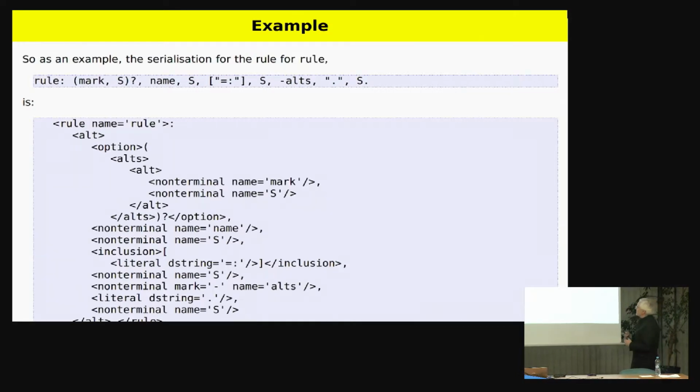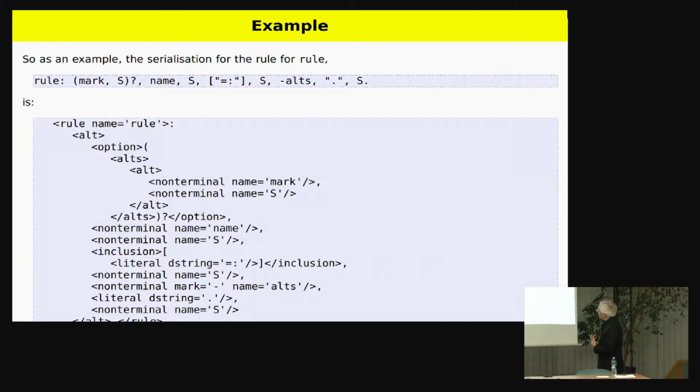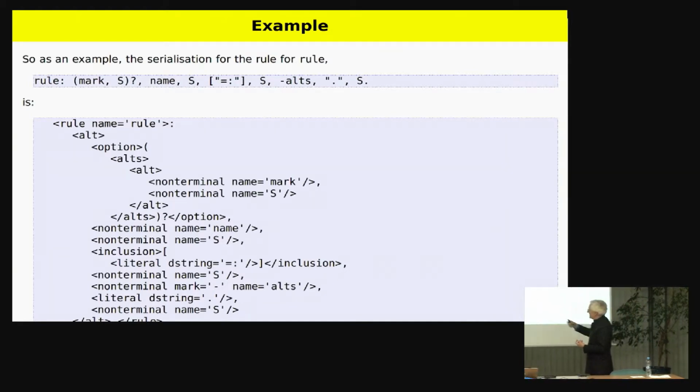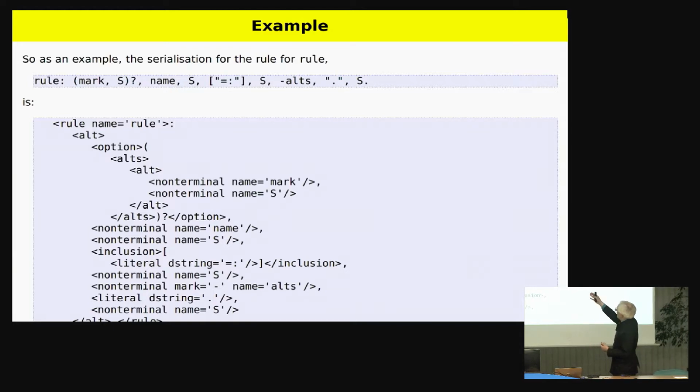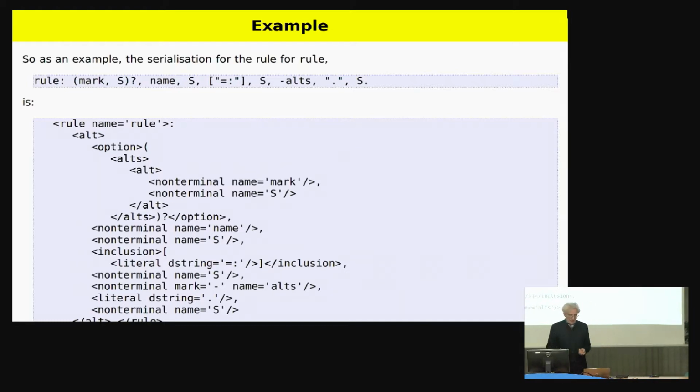So that's the full rule for rule. That's the rule that defines itself. And this is the serialization that we get out, so that you can see the rule has got a name, and it's got a single alternative, and that includes bracketed sub-alternatives. You don't have to look at the details here. It's in the paper if you're interested in more of it. But in other words, this is what you get out at the back end.